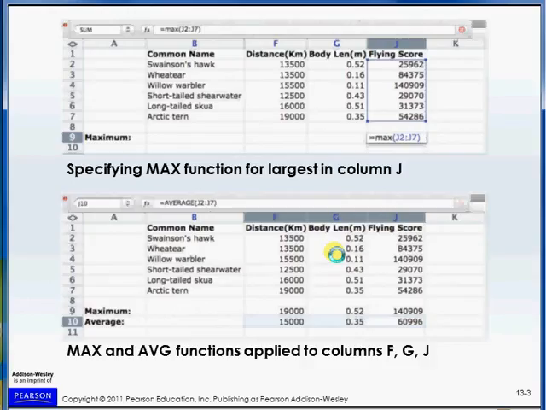Here we have this table we've created at the top, and underneath it we're going to take the table and come up with some aggregate statistics. The two they're looking for are the maximum and the average. The maximum distance here is going to be 19,000, and the average is about 15,000. For the body length we have maximum and average, and over here the flying score is the same thing.